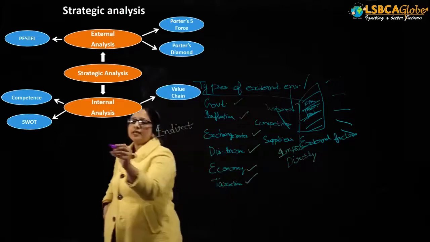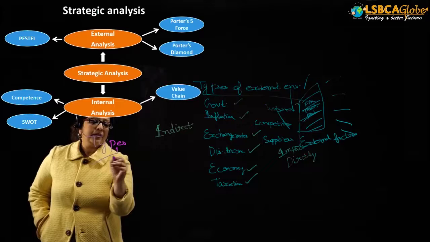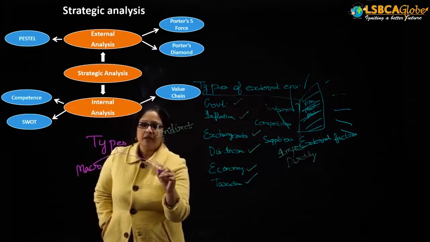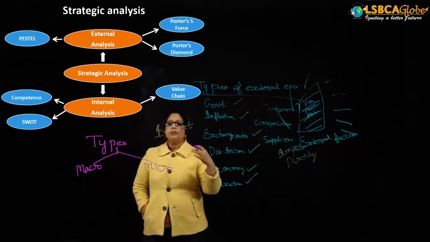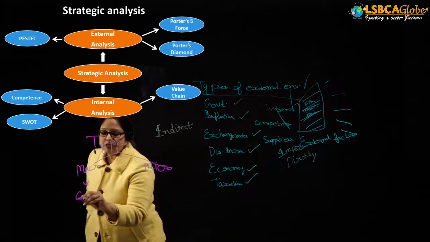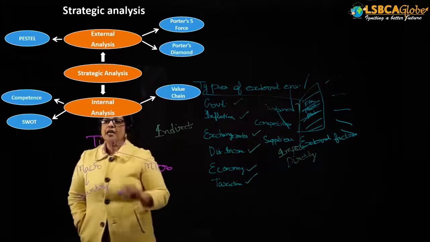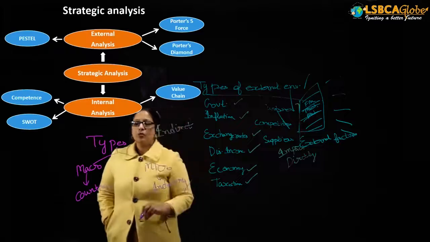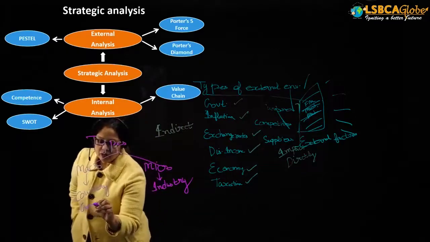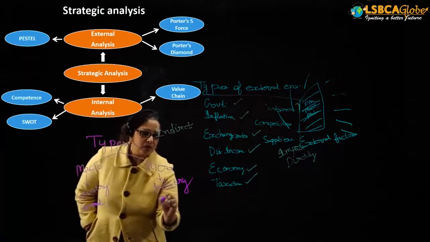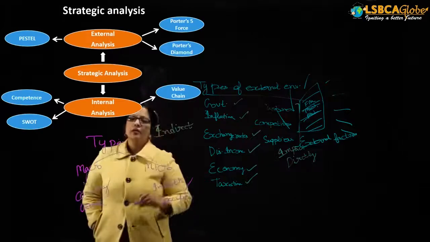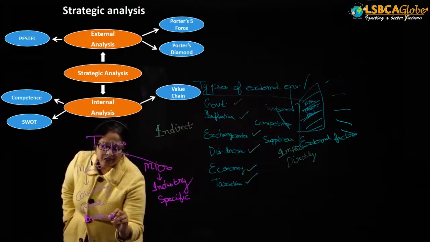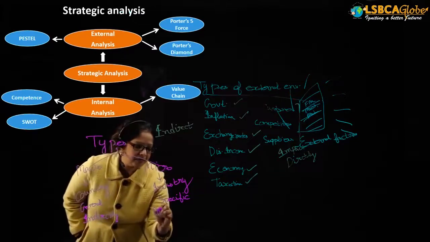So what is the type of external environment? External environment can be macro. External environment can be micro. What is the difference between micro and macro? Macro means the factors which are at the country level. Micro means the factors which are at industry level. Macro means more general factors. Micro means more specific factors. And macro means they are going to impact the business indirectly, and micro means they are going to impact the business directly.